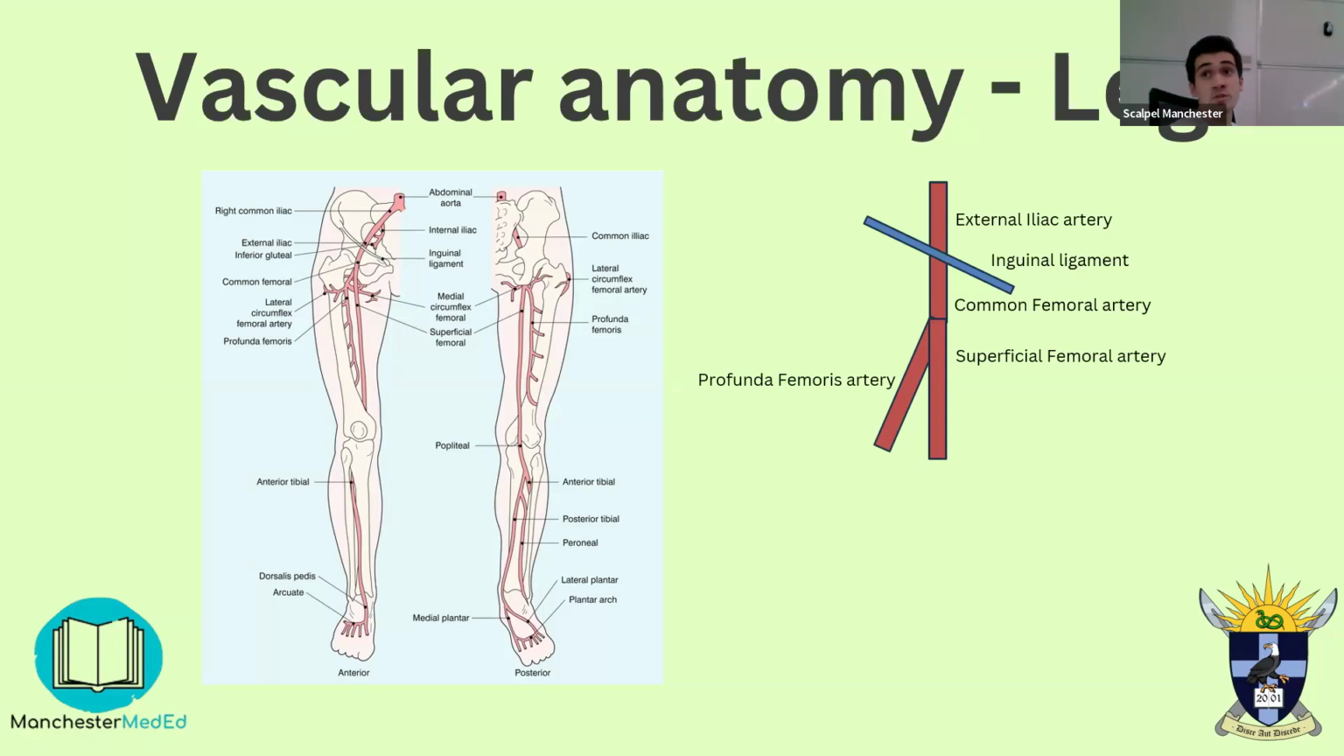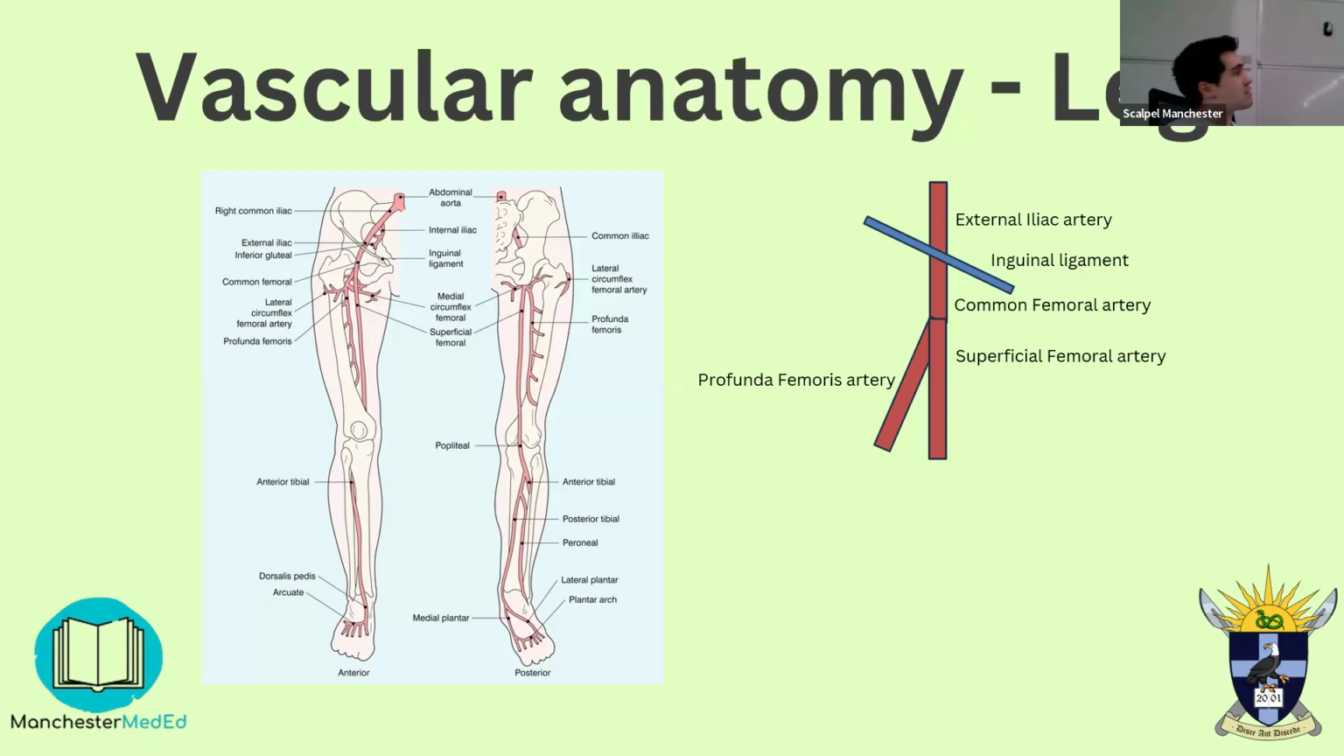The profunda femoris supplies the head of the femur. It gives rise to the lateral and medial circumflex arteries of the femoral head. And it tends not to be implicated in vascular disease, chronic or acute. It tends to be unaffected. The superficial femoral artery, however, is very important for vascular disease, as it very commonly gets atherosclerotic and is a point for thrombosis, and where a lot of thromboembolisms get stuck.